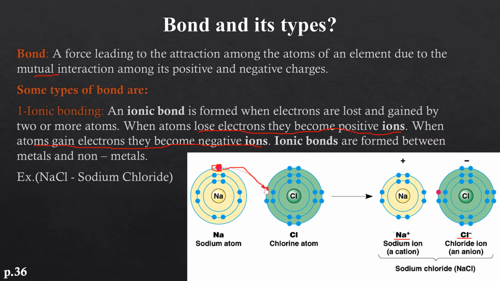Na became positive. Why positive? Because it lost one electron. And Cl will be a negative ion. Why? Because it gained one electron. So here it was ionic bonding.